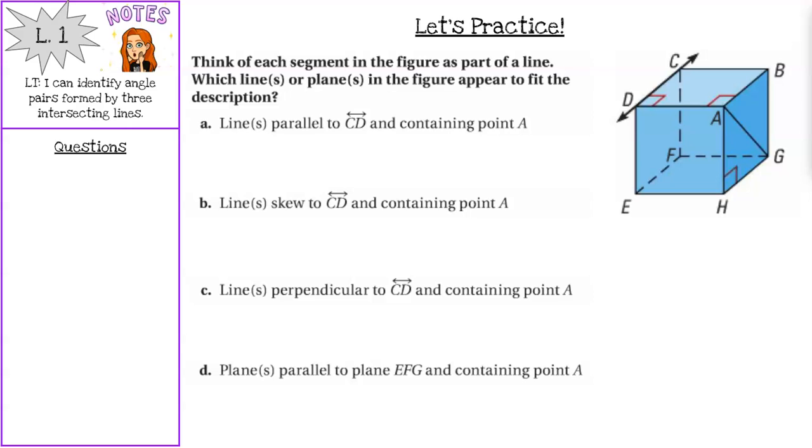So we have lines that are parallel, on the same plane, do not intersect, to CD, line CD, and contain point A. All the lines that contain point A would be AD, AB, AG, and AH. And the only one that does not intersect and is on the same plane would be line AB.